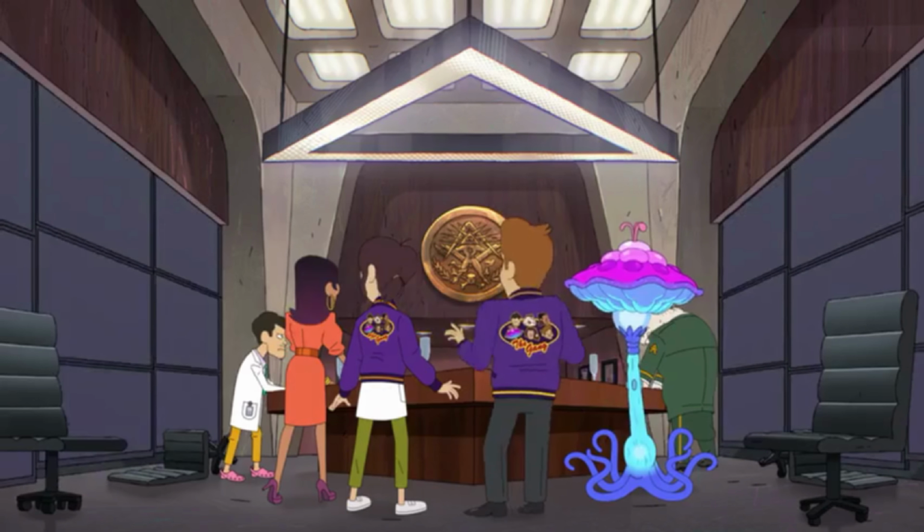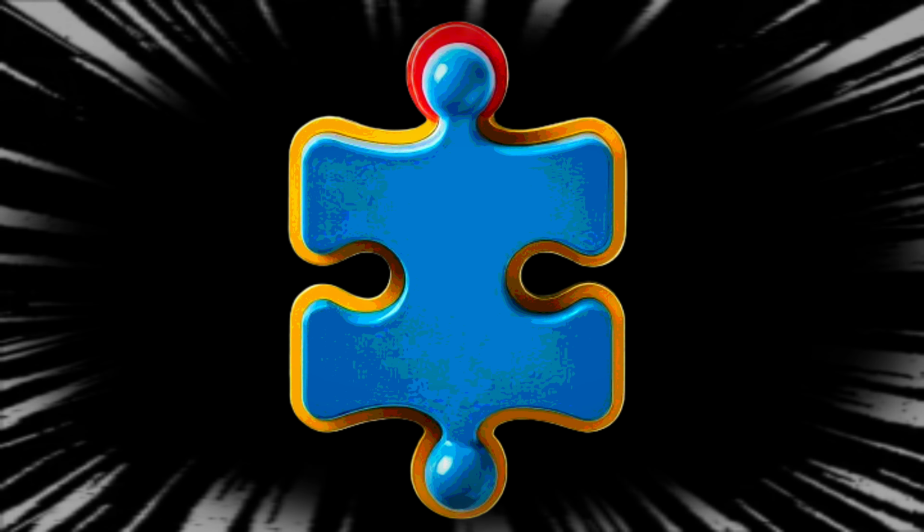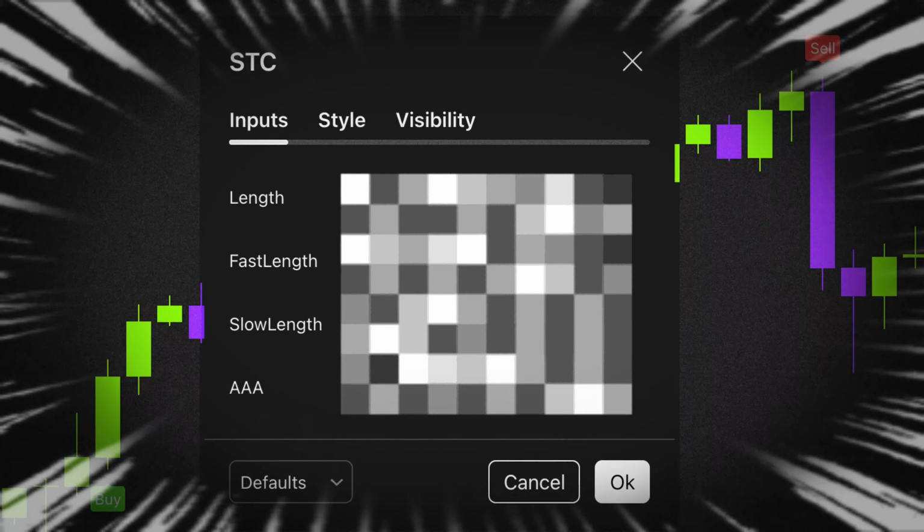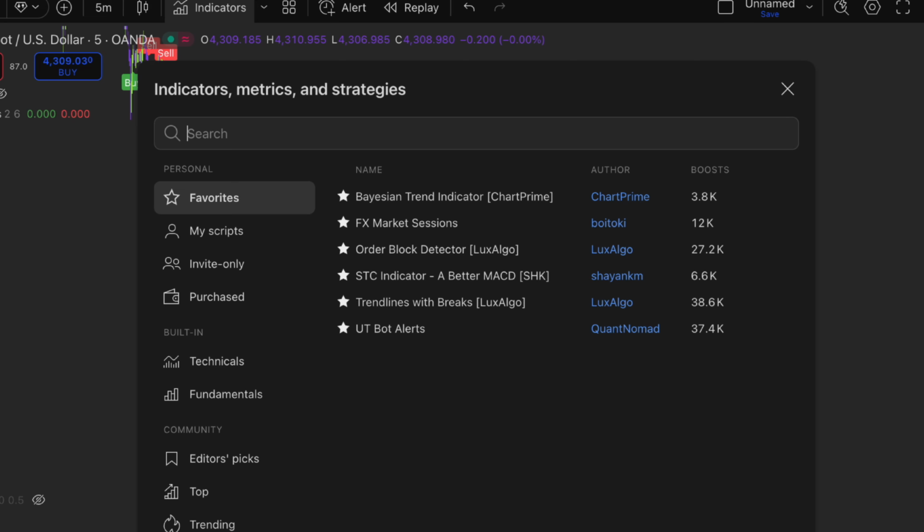And now back to the secret weapon, the final piece of the puzzle. Let me present to you the STC indicator. Alright, here's the game changer. We're adding a momentum oscillator called STC. It just confirms whether the signal is legit or not. Takes 2 seconds to check. Here's how to set it up.